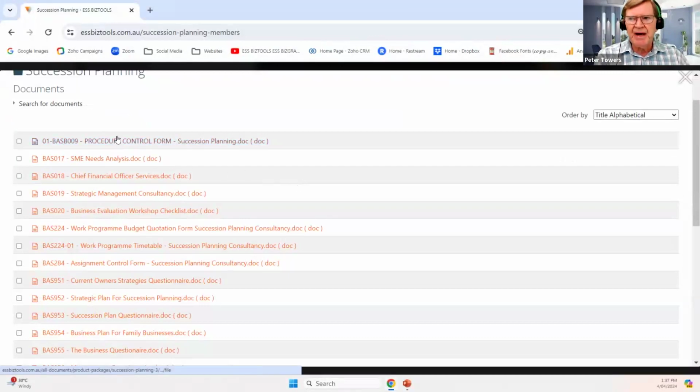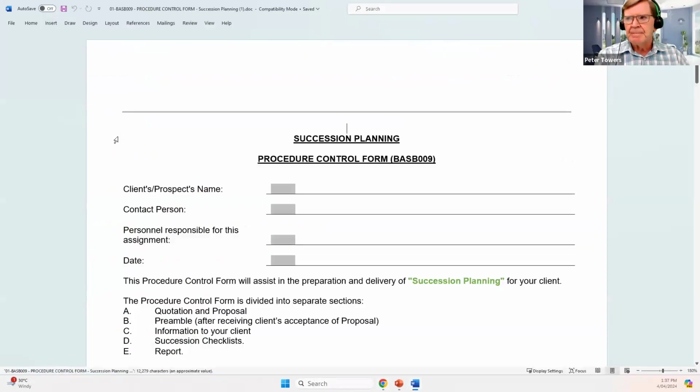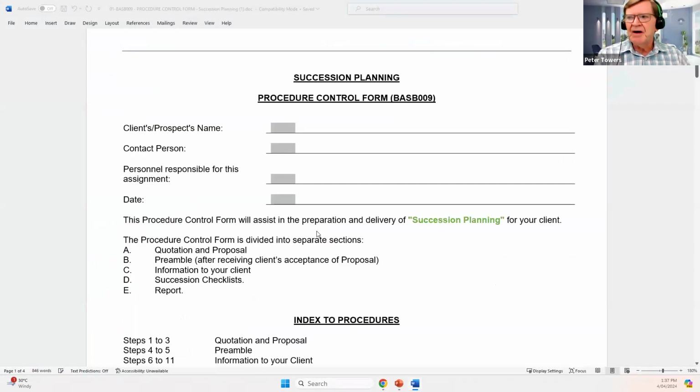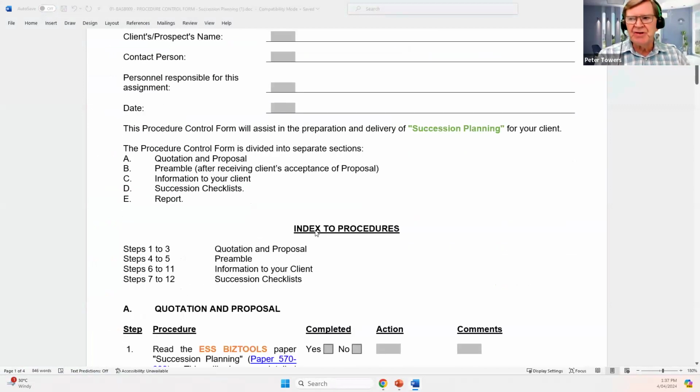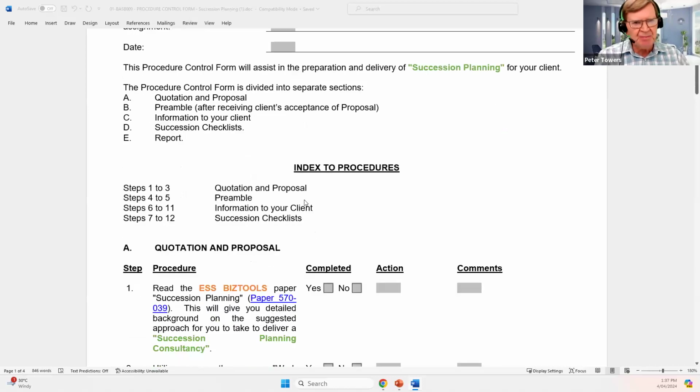Within each of our product packages, there is a procedure control form, which I've brought up on the screen now. And just to make sure that you're able to see that, I'm just bringing up a new share. So the procedure control form is there. And the idea of this is that it guides you through the process. Each one of our product packages has a quotation and a proposal form, which you can use if you wish. If you don't wish to use it, that's all right. If you have your own.